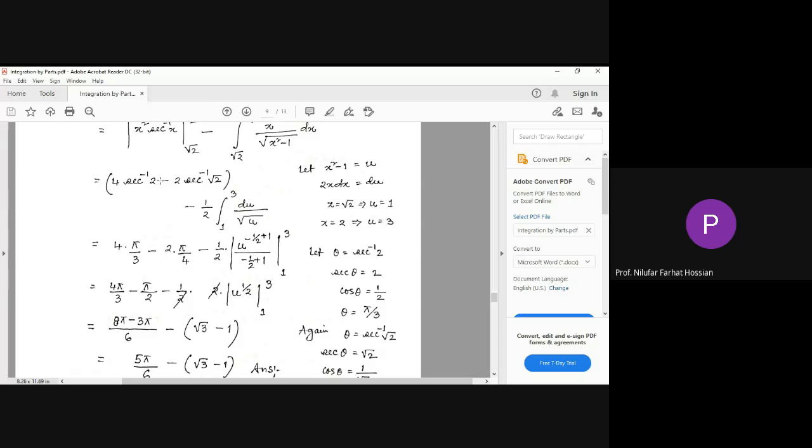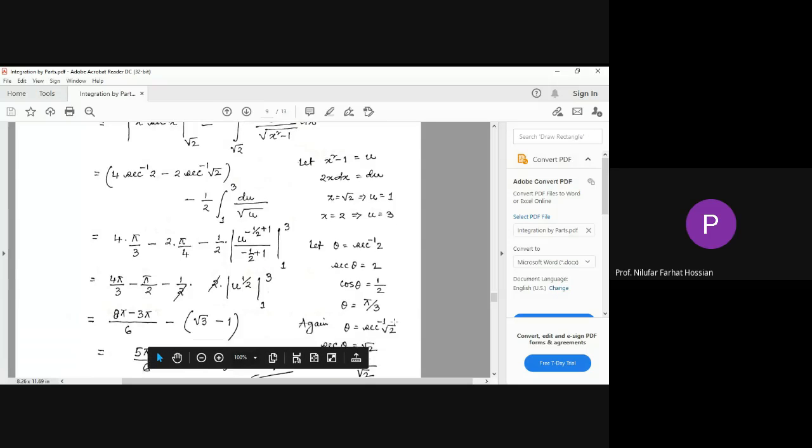If you cannot memorize the result of sec inverse 2, you just write it like this. Suppose that theta equal to sec inverse 2, so sec theta equal to 2. And sec theta equal to 2 means cos theta equal to half. For what value of theta will cos theta be half? It is pi by 3, because cos 60 degree is half, and pi by 3 means 60 degree. So sec inverse 2 is simply pi by 3.